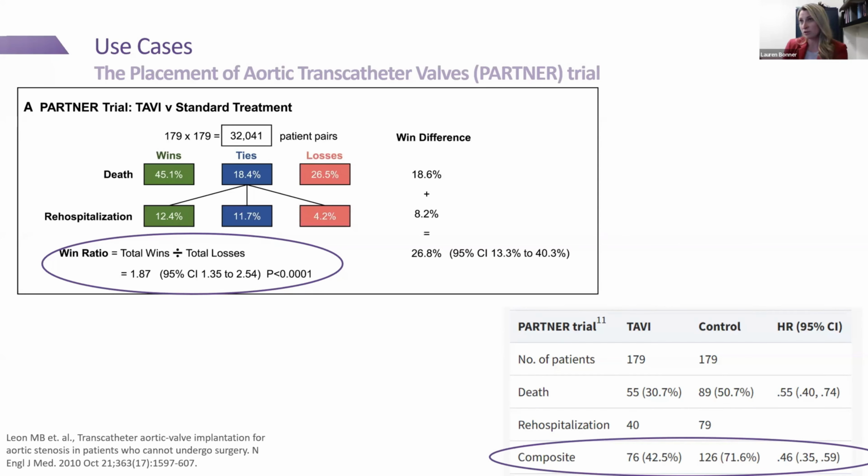But something that's worth noting in this traditional composite analysis is that it does mask the participants who had a death after a rehospitalization, because the composite is really considering the time to first. So someone who has a hospitalization followed by death is really only counted in that analysis as the hospitalization. And so that's something that's a little bit more clear when you consider the win ratio approach.